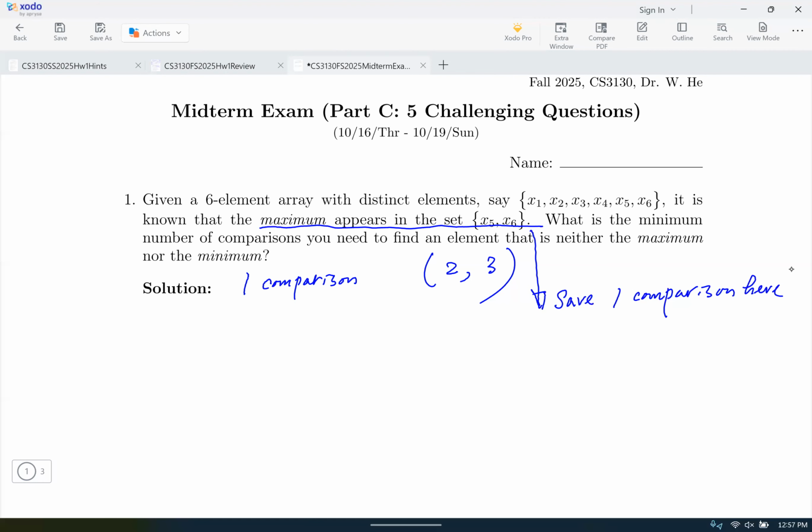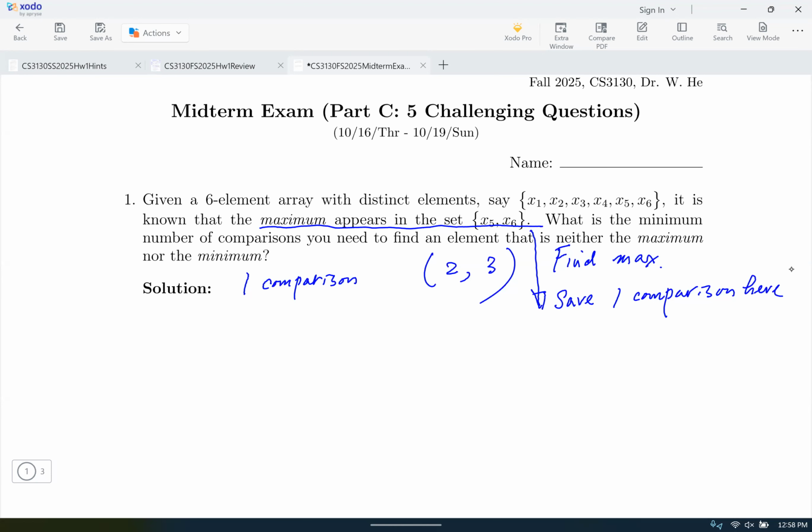The first reason is they did one precious comparison on X5 and X6. That comparison is not necessary. Because the reason you do that comparison is you want to find the maximum, right? One comparison, you can find the max. So you feel more comfortable by knowing that max element.